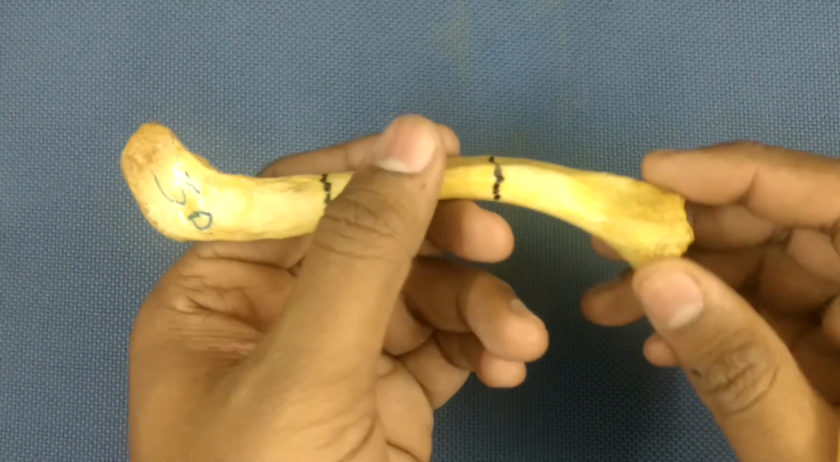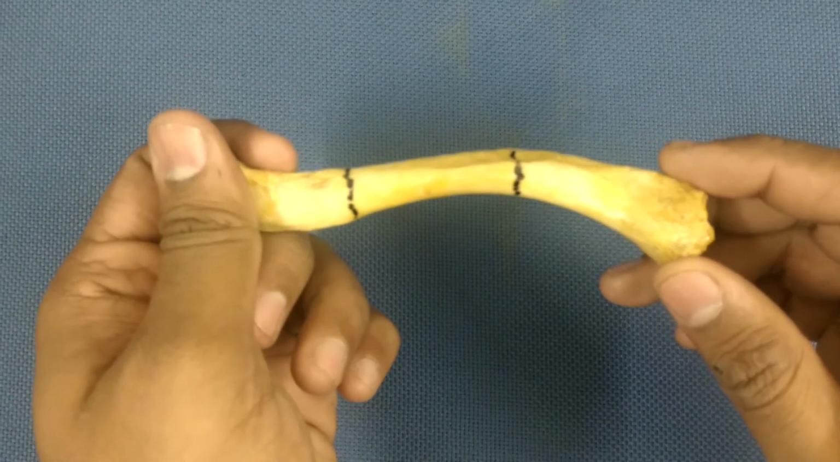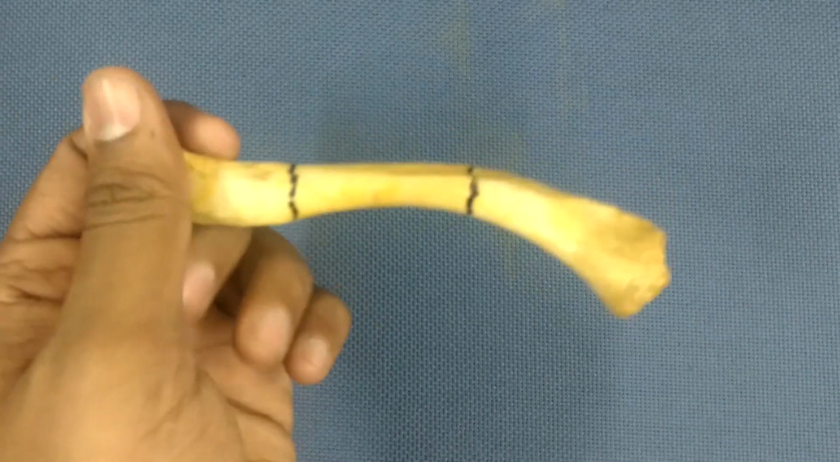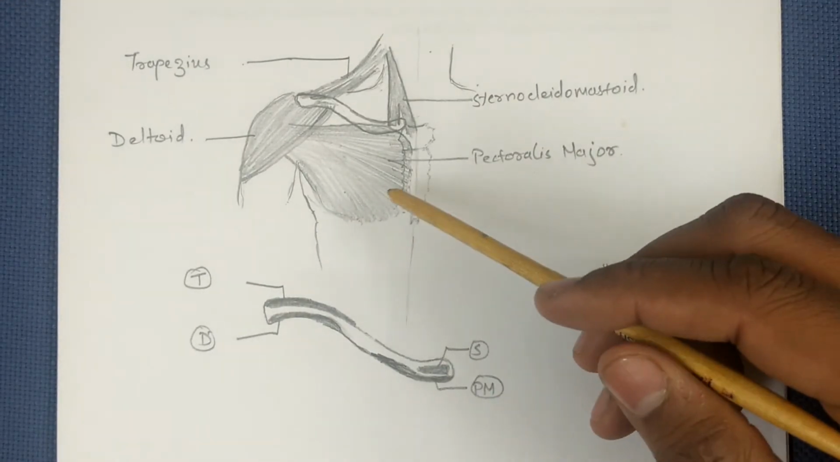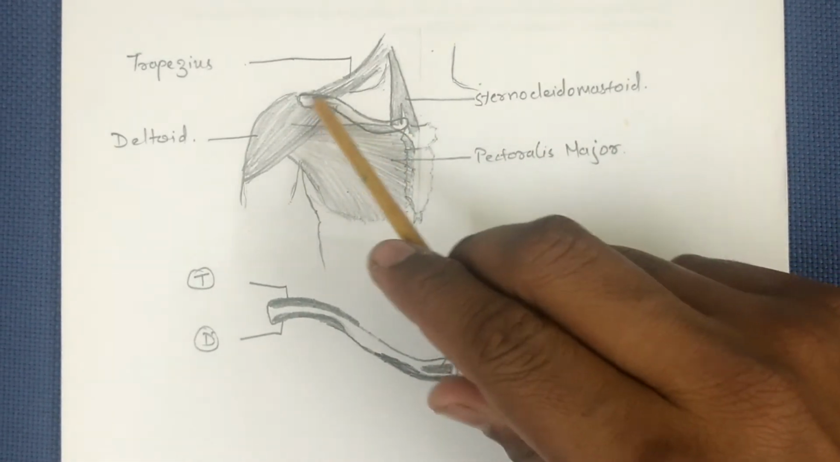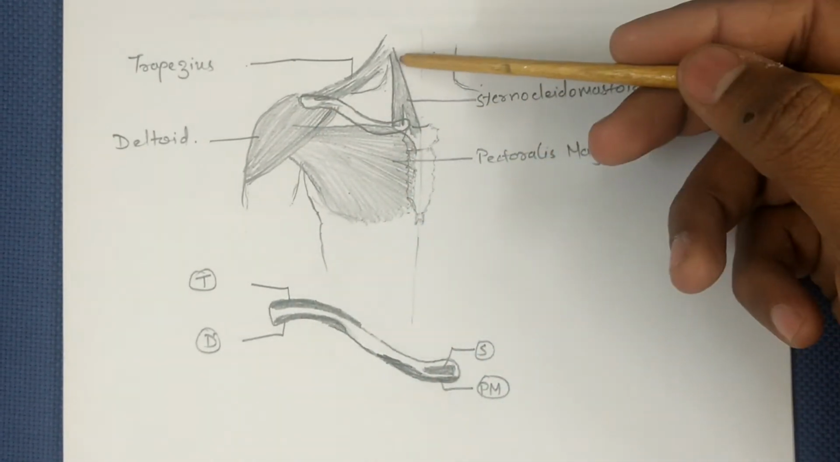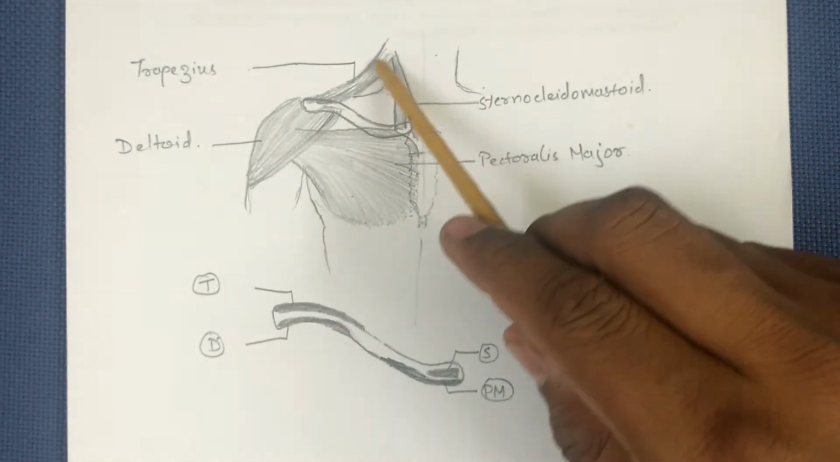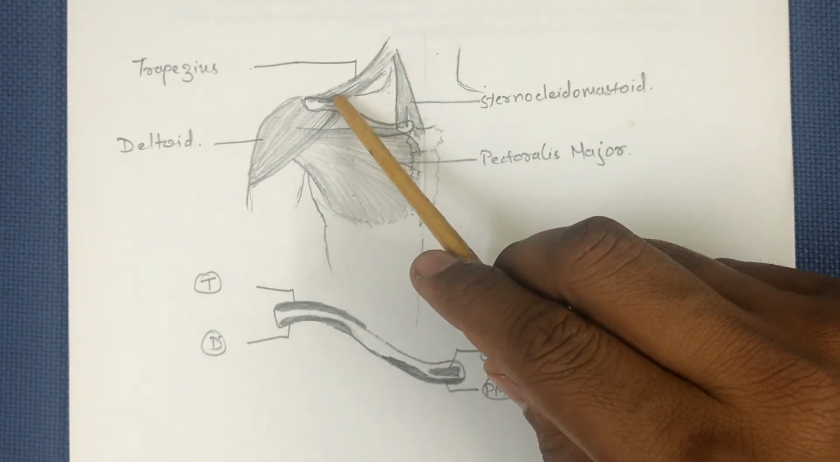Now we will learn the attachments of the shaft of the clavicle. In order to understand the attachments of the shaft of the clavicle, I would like to show you another diagram. In this diagram, I have shown several muscles which are in relation with the clavicle bone. This is sternocleidomastoid, this is pectoralis major, this is deltoid, and this is trapezius muscle which falls posteriorly.